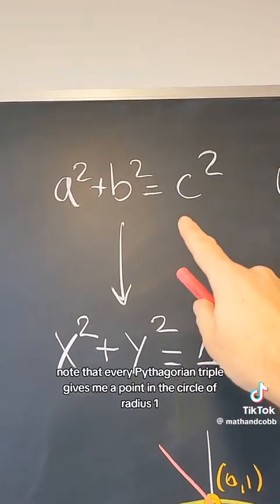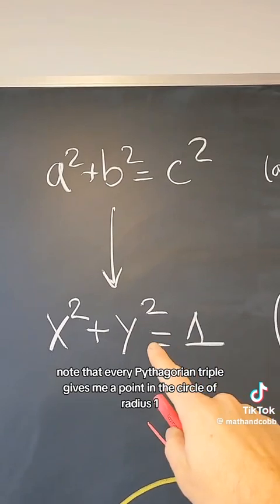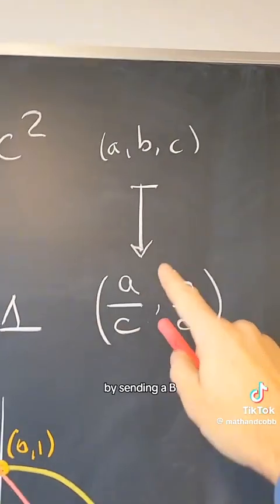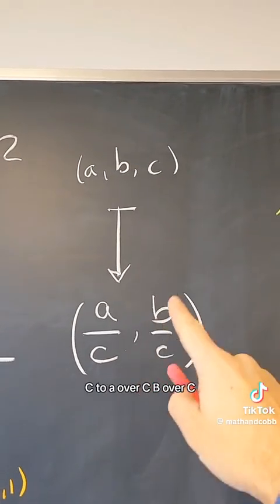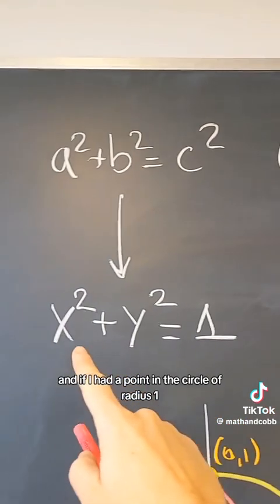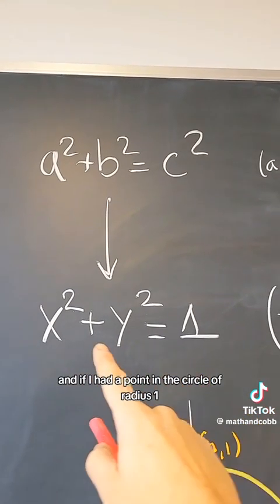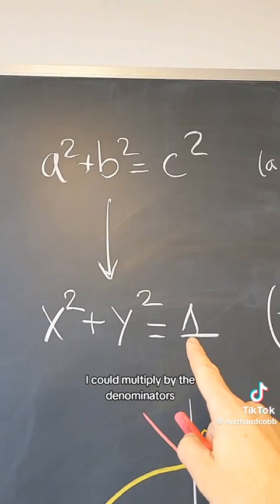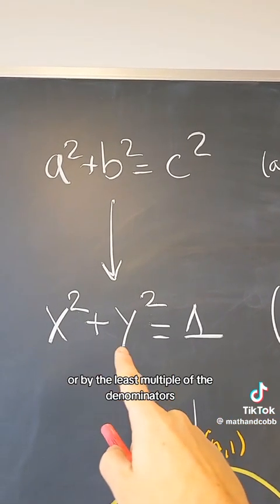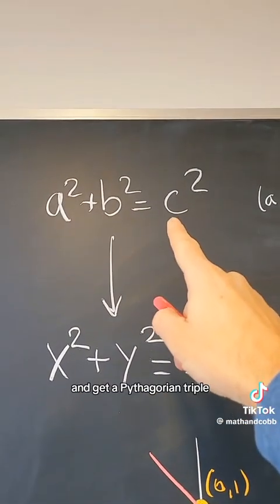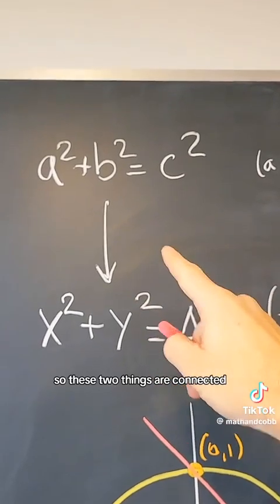First note that every Pythagorean triple gives me a point in the circle of radius 1 by sending a, b, c to a over c, b over c. And if I had a point in the circle of radius 1, I could multiply by the denominators, or by the least common multiple of the denominators, and get a Pythagorean triple. So these two things are connected.